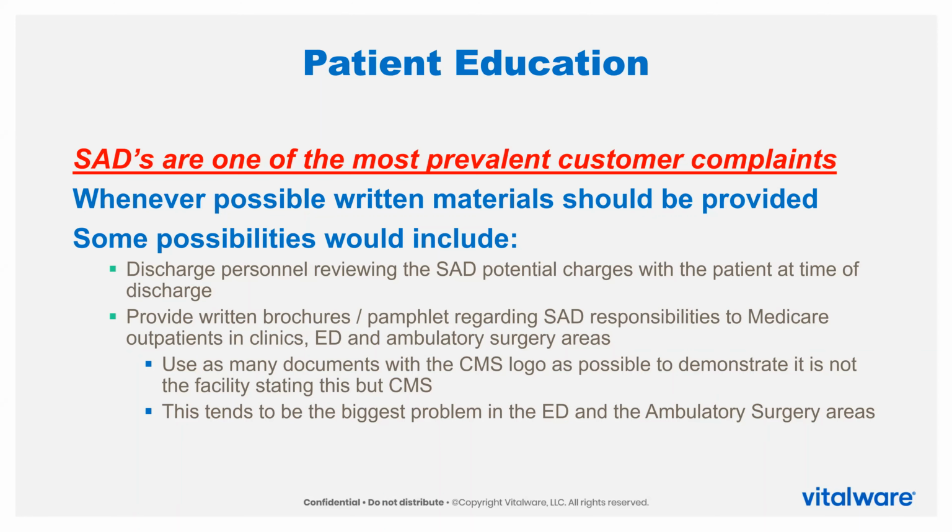Some possibilities include working with the outpatient clinic, ED, and ambulatory to show brochures when they discharge. Again, in the ED, you want to be careful about this. You don't want to start talking about financial responsibility with a patient that hasn't had their EMTALA screening. Use as many documents with the CMS logo as possible to demonstrate it's not the facility but CMS. And this becomes a big problem in the ED and ambulatory surgery areas where you get these $20 Tylenols or Toradol or something like that that's huge. So look at how you're educating the patient. On to the next one.